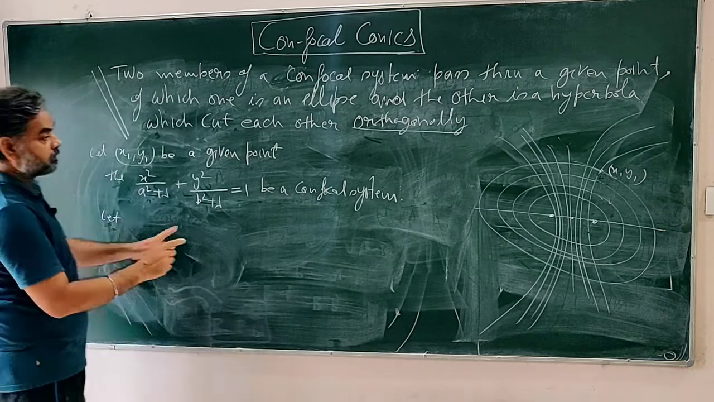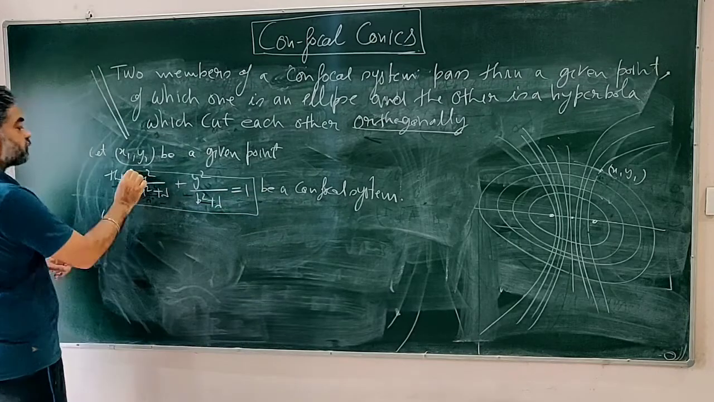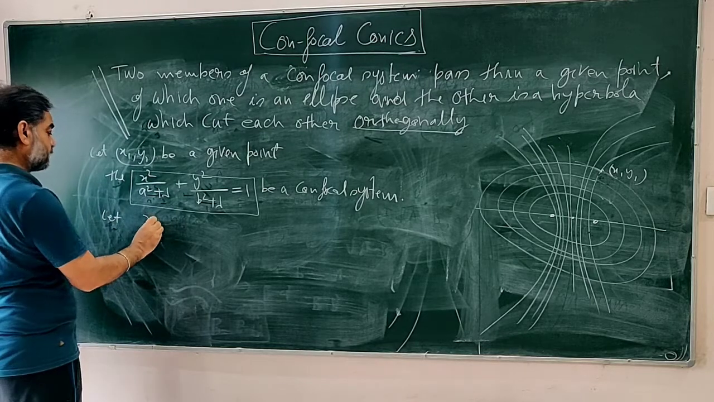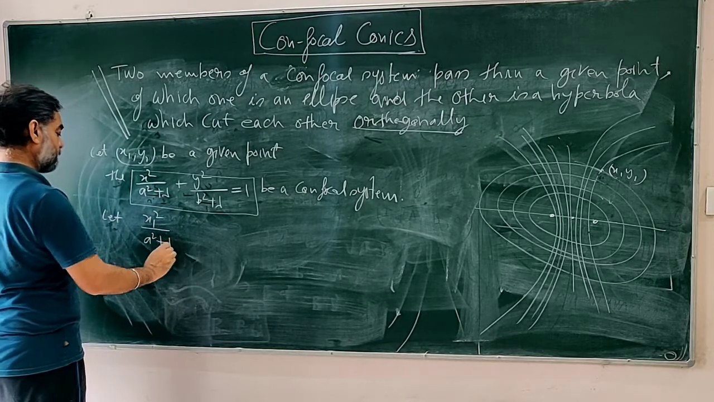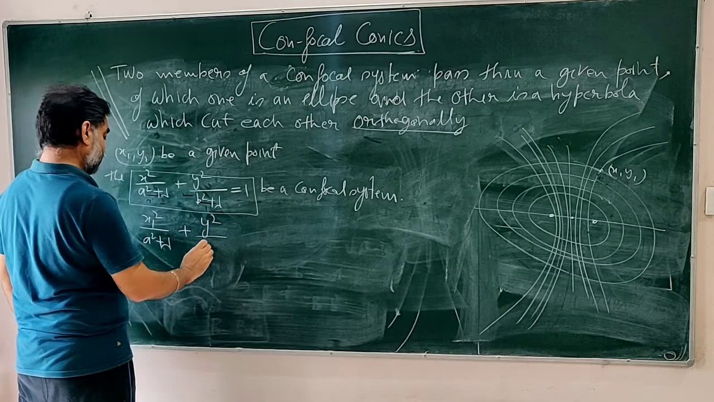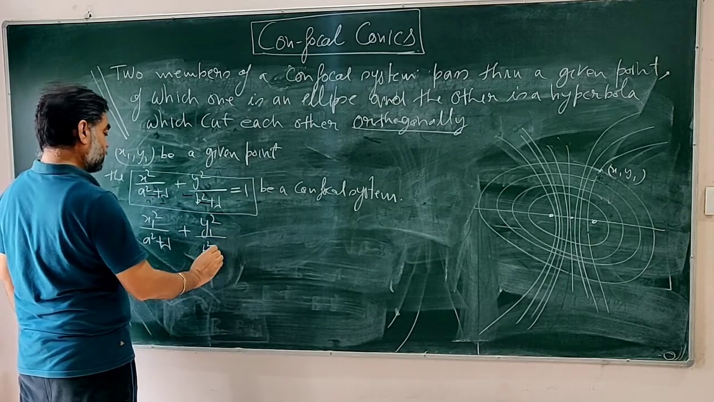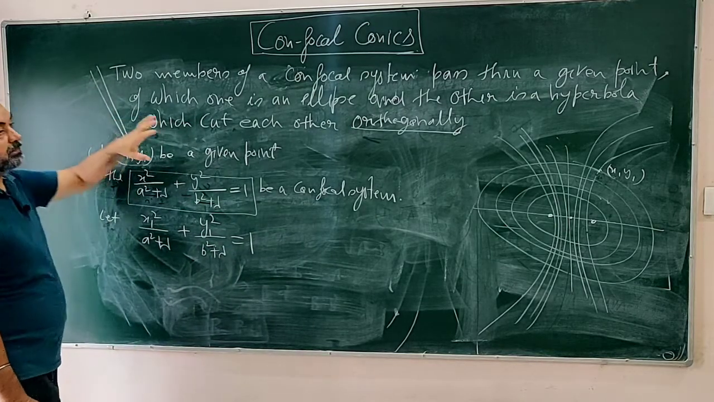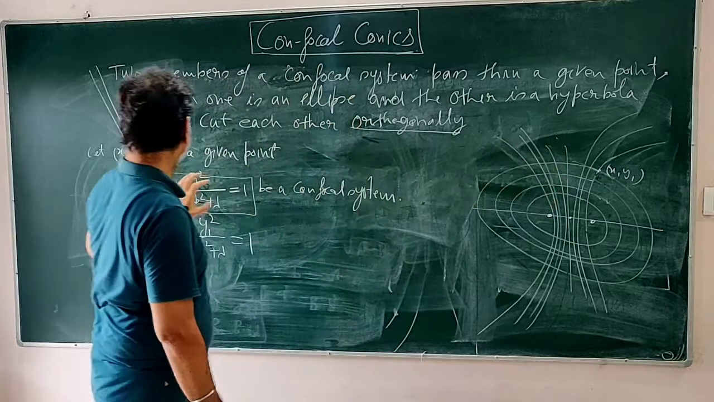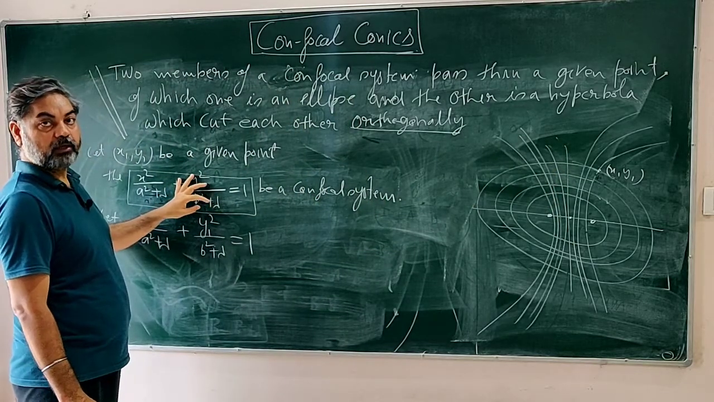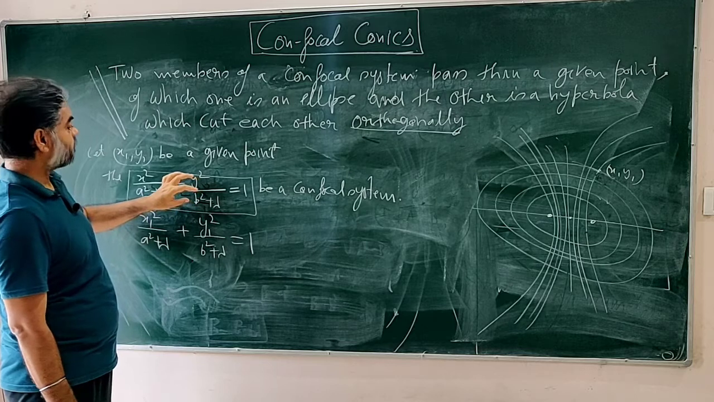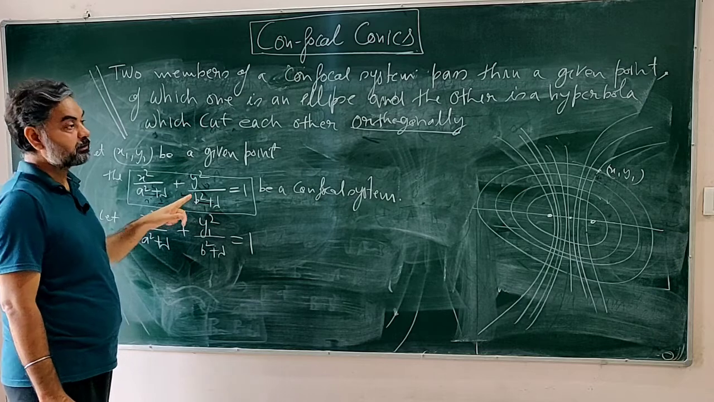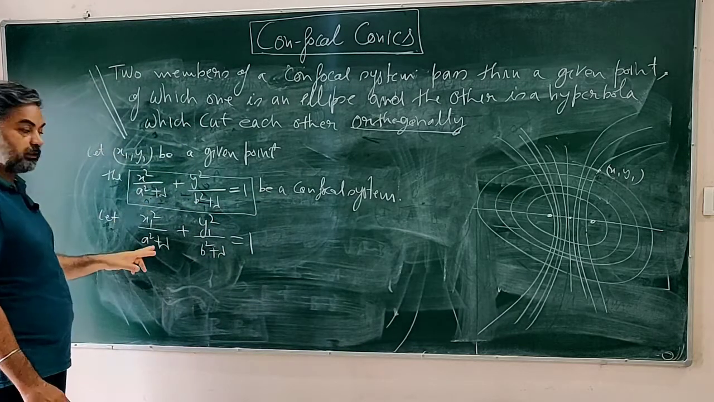So let a member of this confocal system pass through this point. That means this point should satisfy this confocal system. That means x1 square over a square plus lambda plus y1 square over b square plus lambda is equal to 1. Suppose x1, y1 is a given point, and suppose you have a given confocal system, and suppose x1, y1 lies on this confocal system.